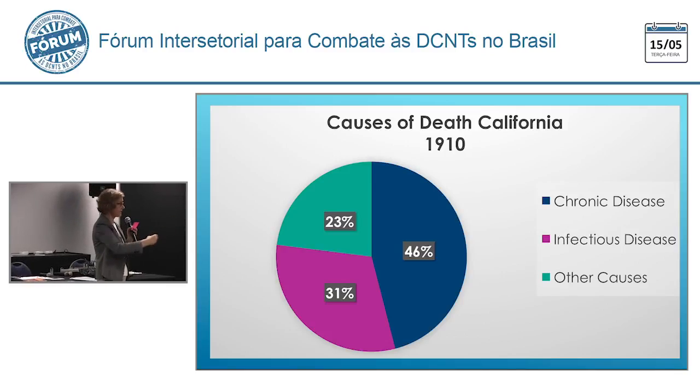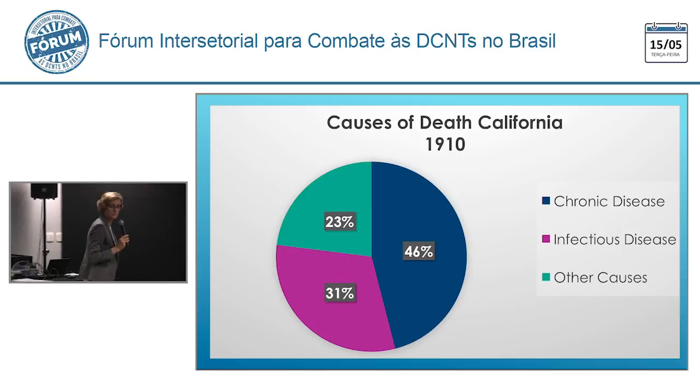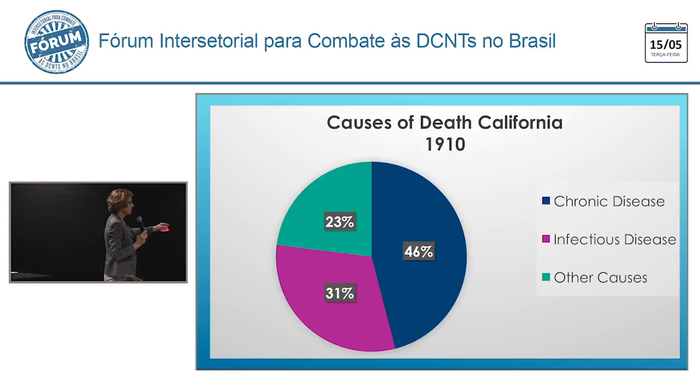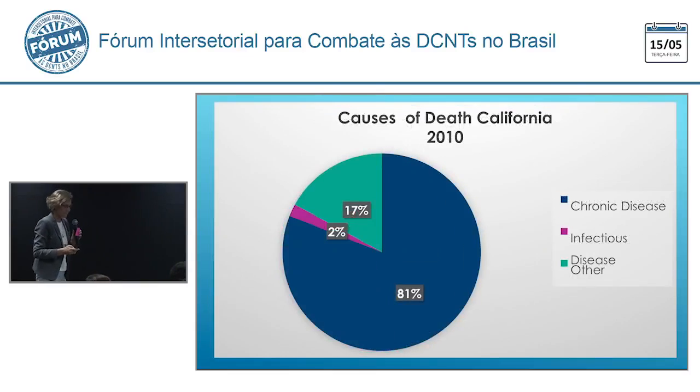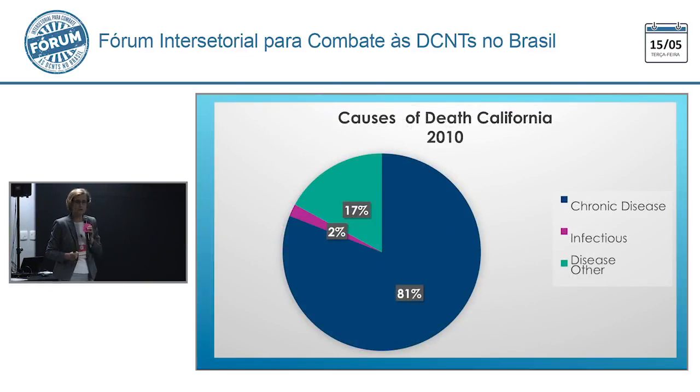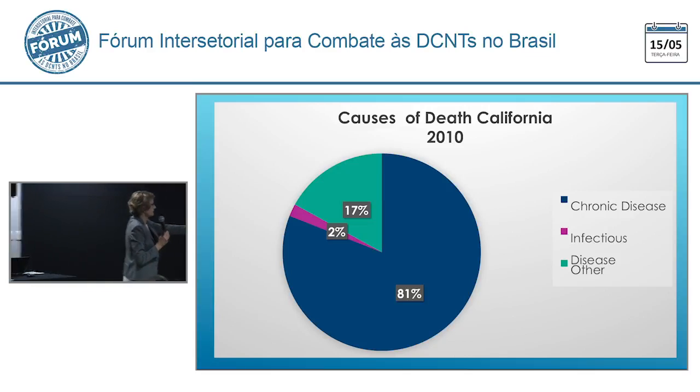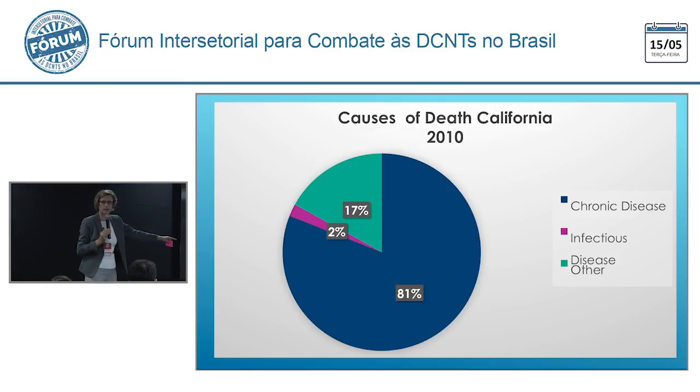Here are the causes of death in California at that time. So this is 100 years ago. You can see that chronic disease is almost half. We have infectious disease at 30% and other causes. Now, we've done a good job with infectious disease. We have a lot of doctors here, I know. So we have advances in medicine. We've made environmental changes. And this is amazing. Now we have chronic disease at 81% of causes of death in California.